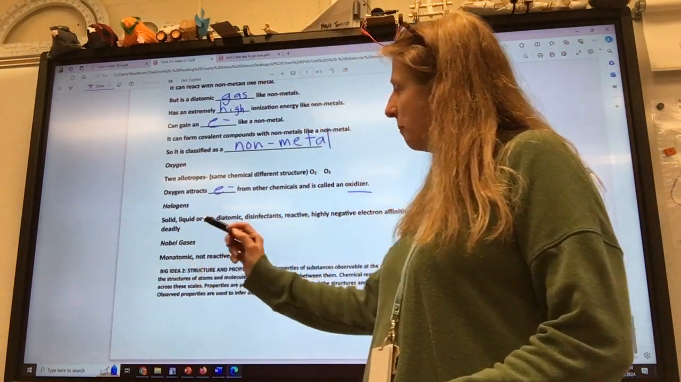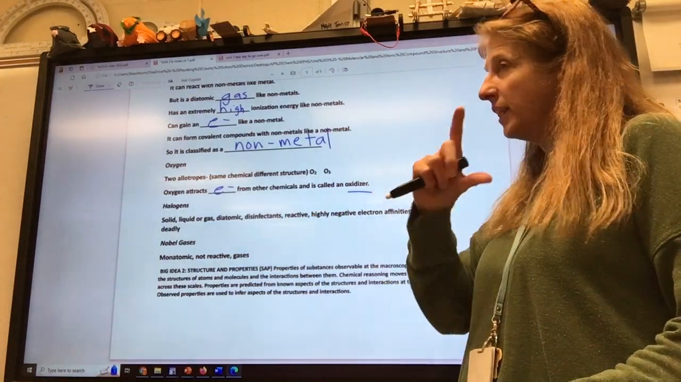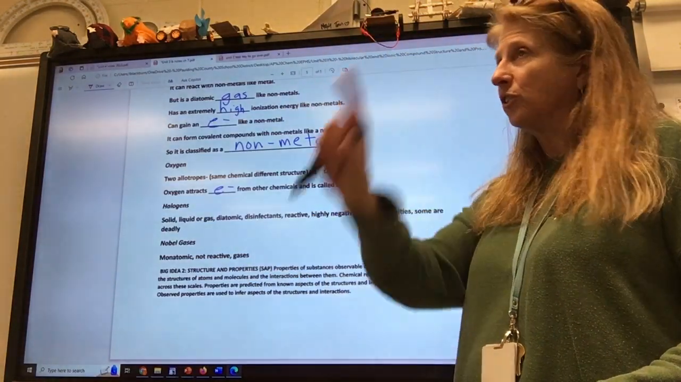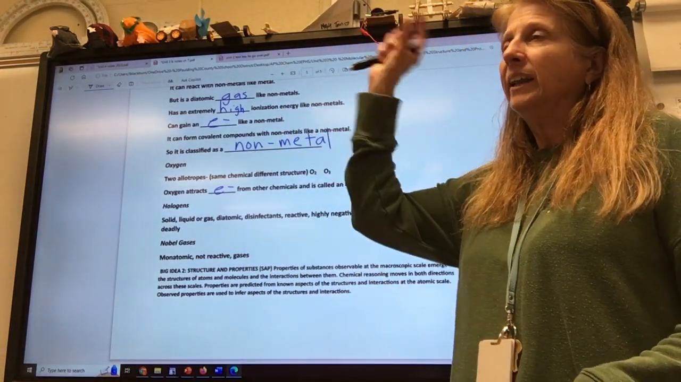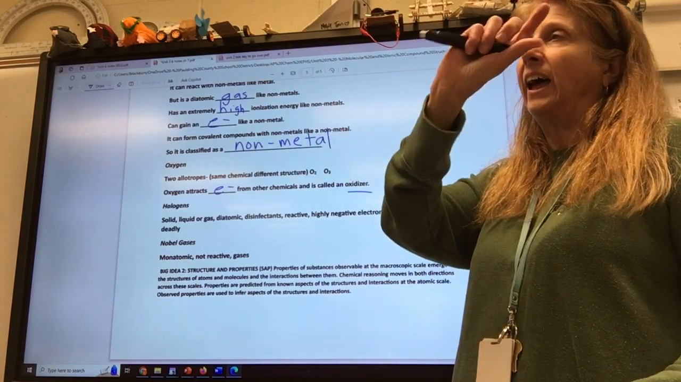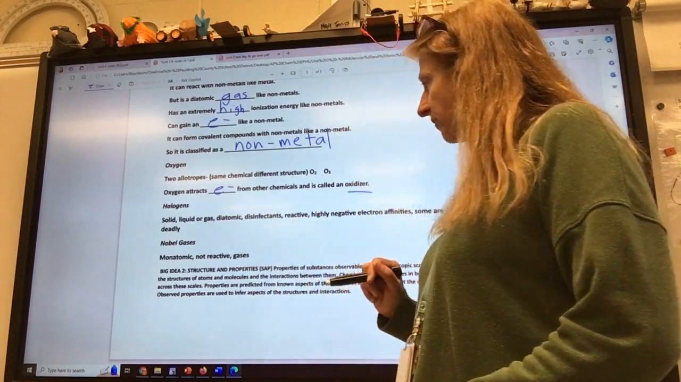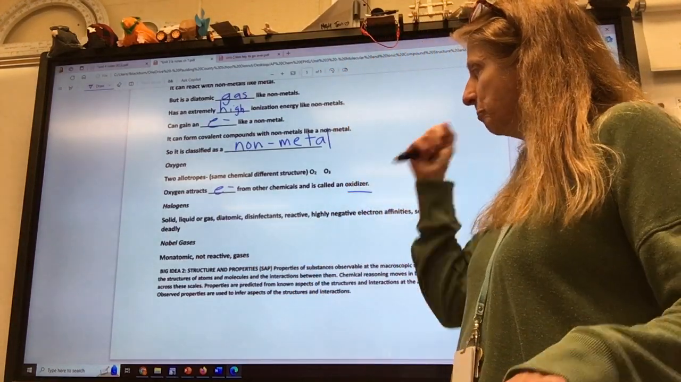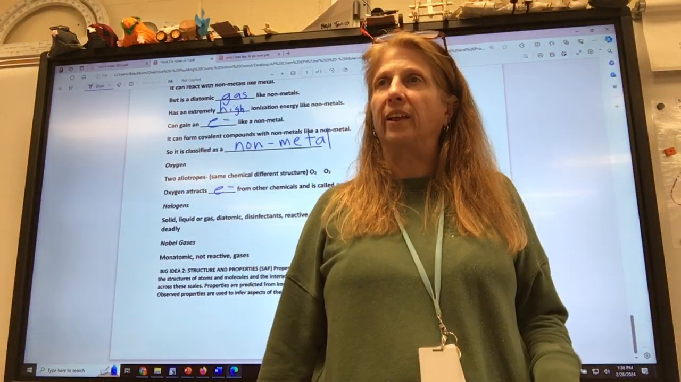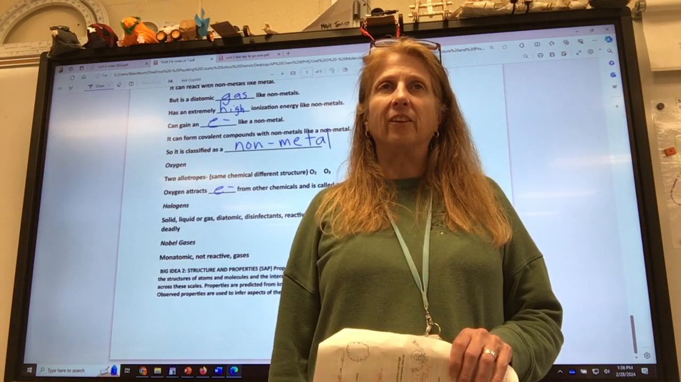Noble gases are monatomic, meaning they are not diatomic. Helium floats around just as a helium atom. Neon floats around just as a neon atom. Okay, they're not reactive and they're gases. We used to say they're inert, but now we can make them react if we do unnatural things to them. Okay, so that is these notes.